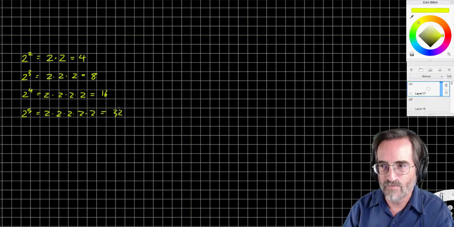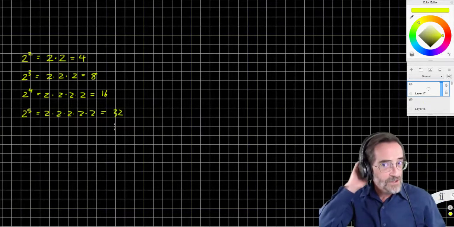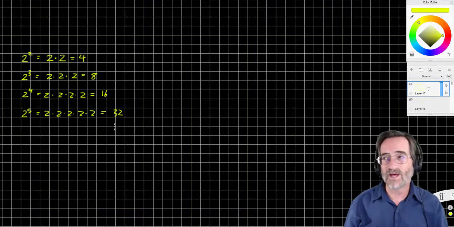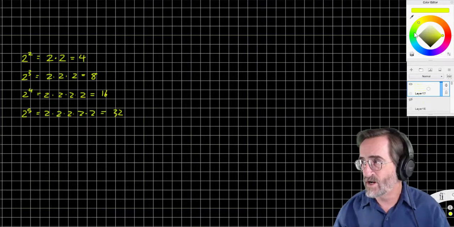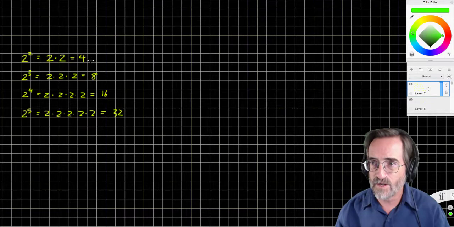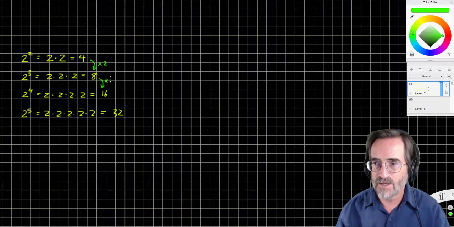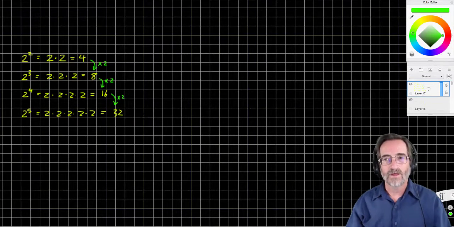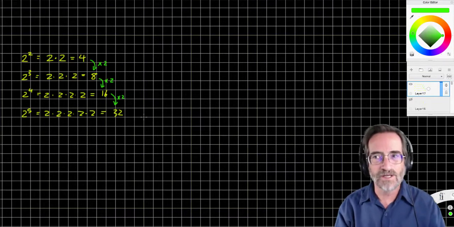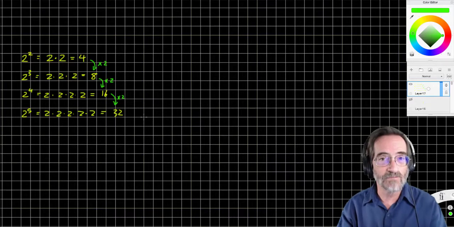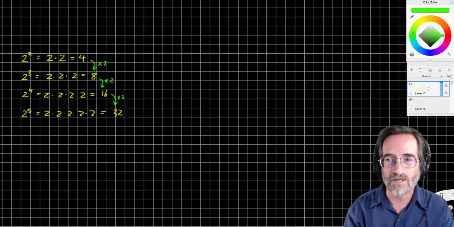I'm going to do one more. 2 to the fifth power is 2 times 2 times 2 times 2 times 2, which is, hopefully you're sensing the pattern here. Every time it doubles: 4 times 2 is 8, 8 times 2 is 16, 16 times 2 is 32. So as the exponent keeps going up, we keep multiplying by the base one more time. Every time we increase the exponent by 1, we multiply by the base again.